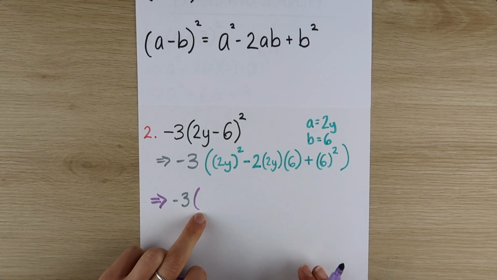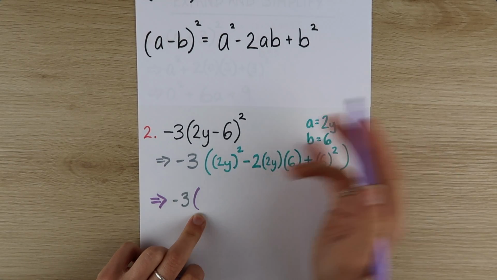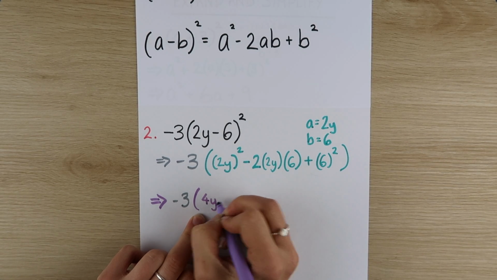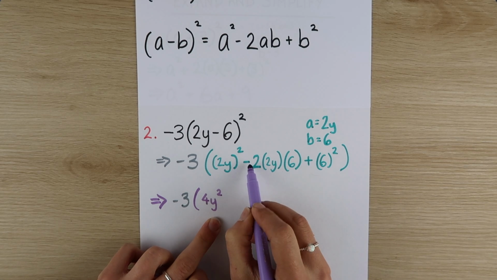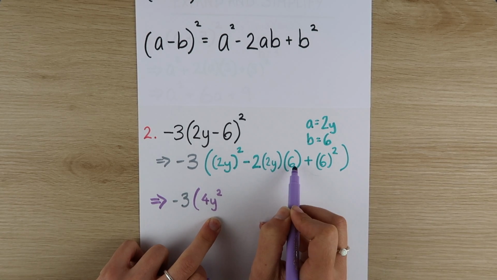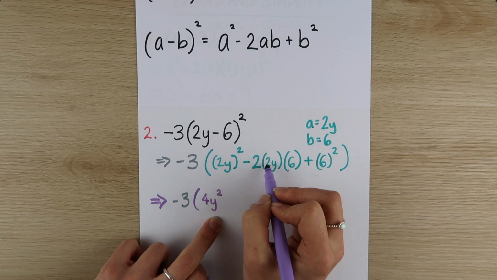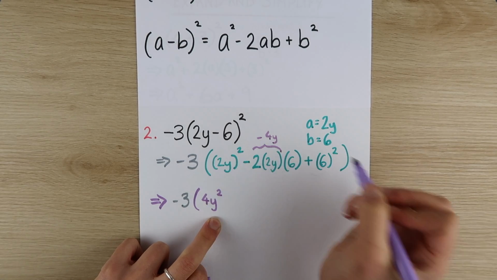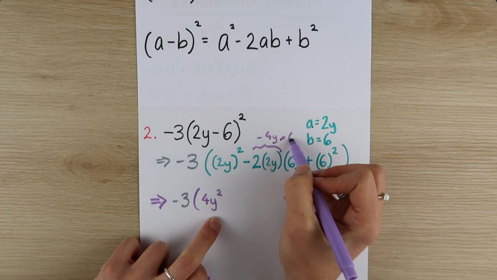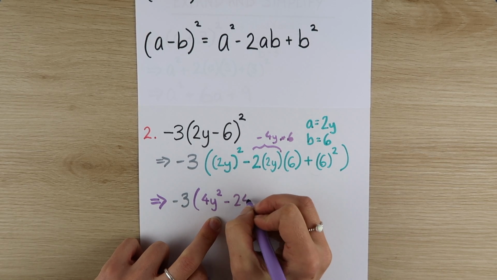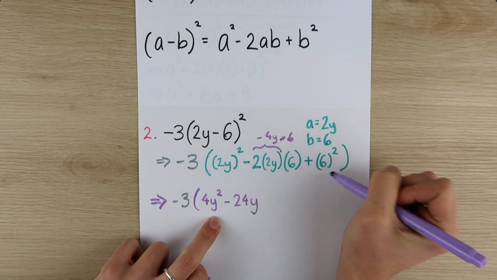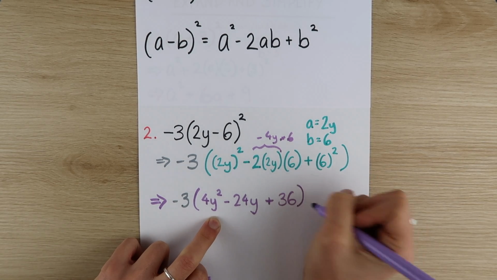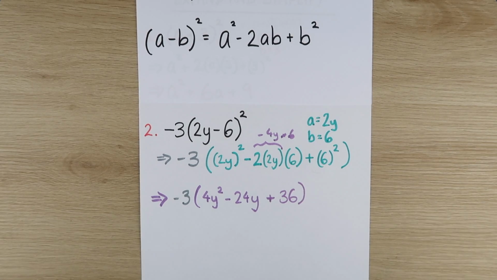Now this is where it's really important that you think carefully as you're going through it so not to make any mistakes. 2y times 2y becomes 4y squared. Negative 2 times 2y times 6 becomes negative 2 times 2y. So that part is negative 4y, times 6 is negative 24y. Then let's apply the last one. So plus 6 times 6 is 36. Great. Now I'm not finished just yet.